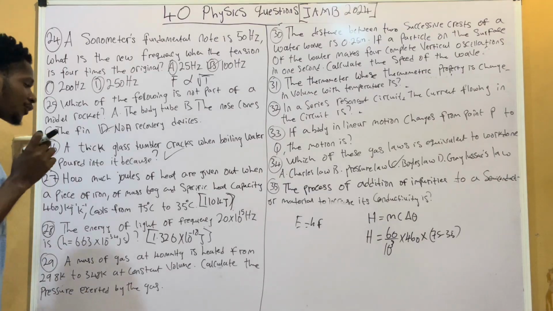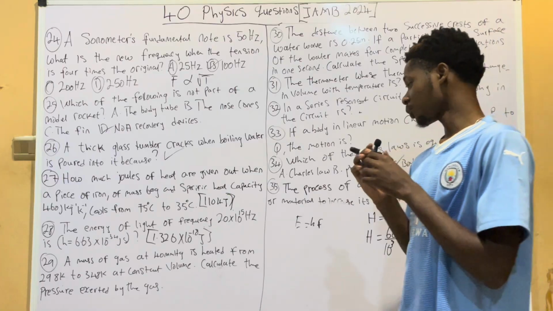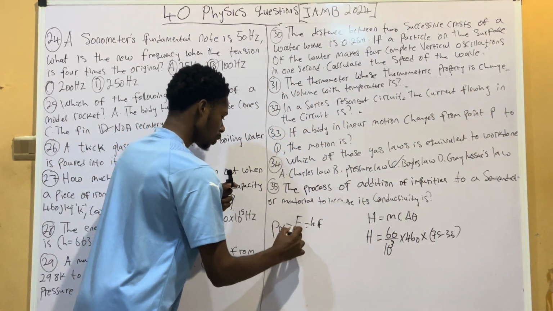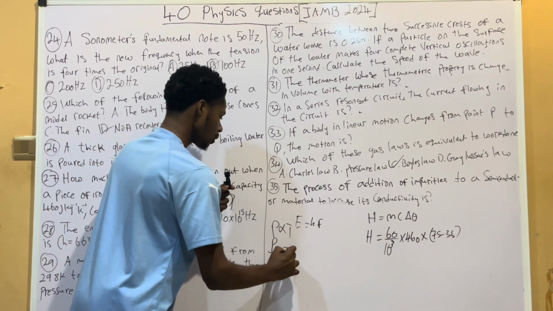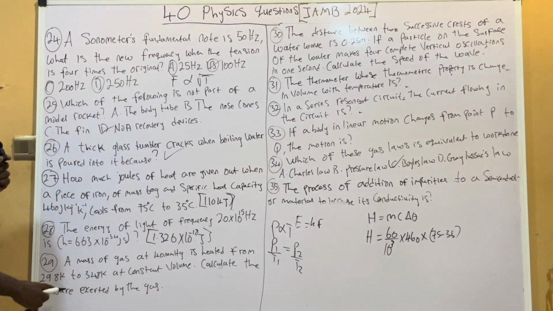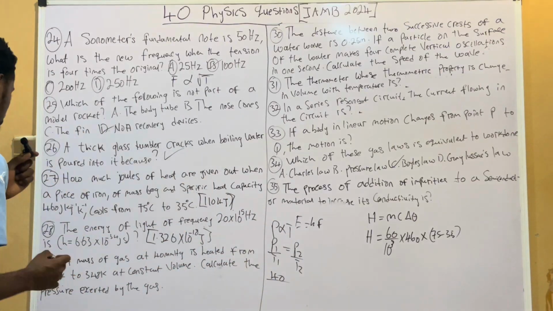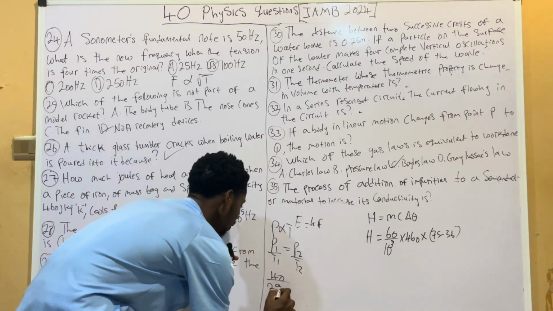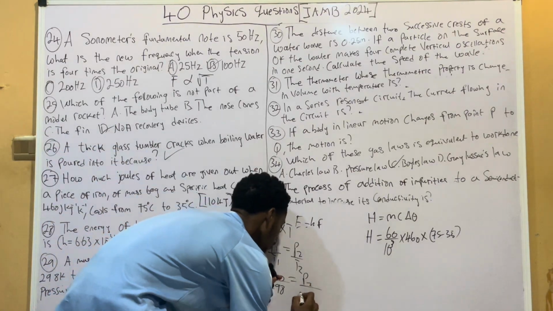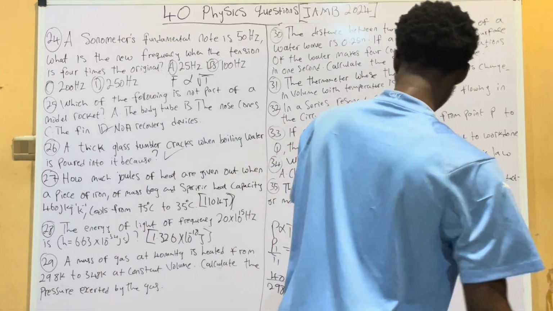Now, since it's at constant volume with given pressure and temperature, it simply means it falls under the pressure law, which says pressure is directly proportional to temperature. And if pressure is directly proportional to temperature, it simply means we can have P1 over T1 equals P2 divided by T2. So P1 from the question is given as 40. We're going to have 40 divided by T1, which is 298, equals P2 divided by T2, which is 348.